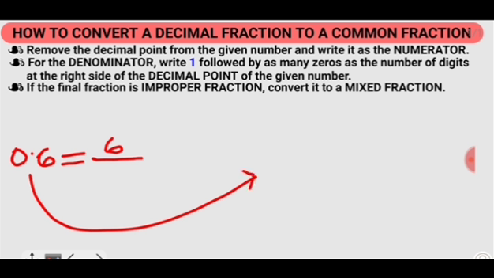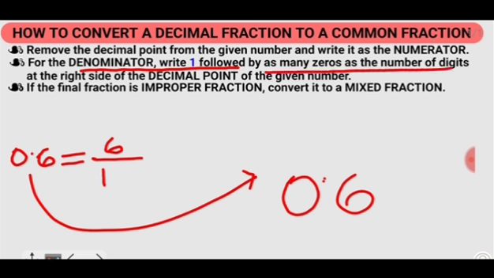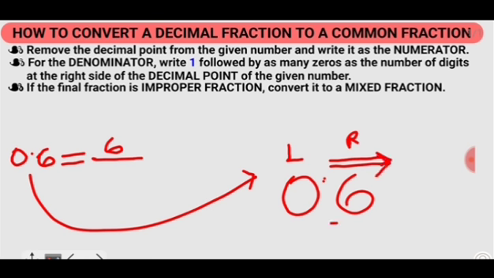And what about the denominator? Just look here, this is the question, the given number. Then for writing the denominator, you have to write 1 followed by as many zeros as the number of digits at the right side of the decimal point of the given number. This given number is 0.6, so you need to check the right side. This is the right, this is the left, correct? At the right side, how many digits are here? You can see there is only one digit, that is 6, correct?